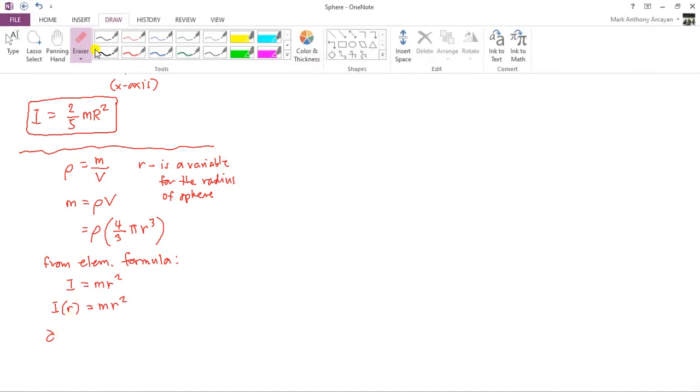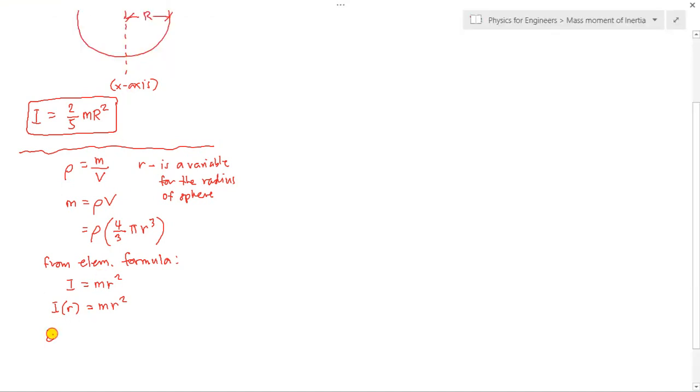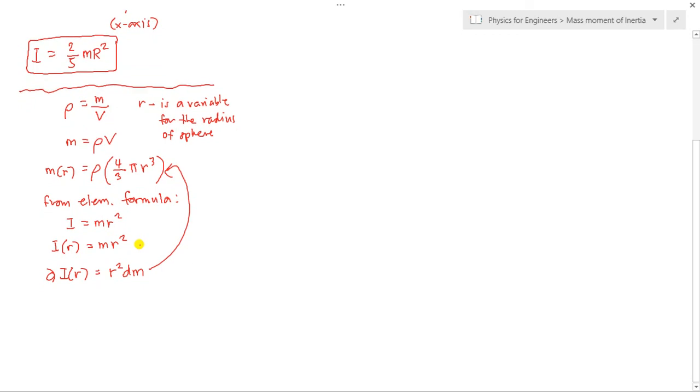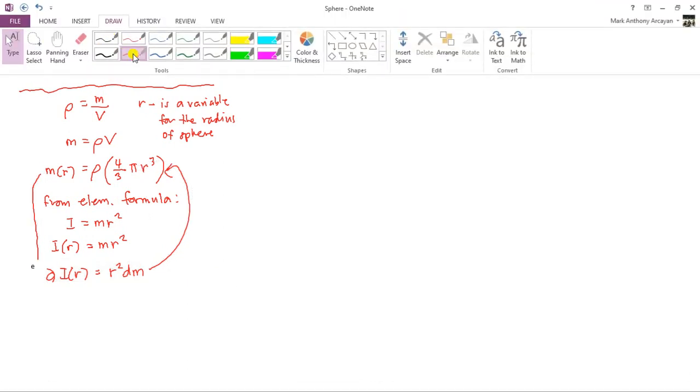So the derivative of I is just equal to r squared times the derivative of mass, because the mass will vary since mass is also a function of our radius. So from our previous year, right? It is a function of our radius. So therefore, from this formula, we will solve the derivative of our mass function.